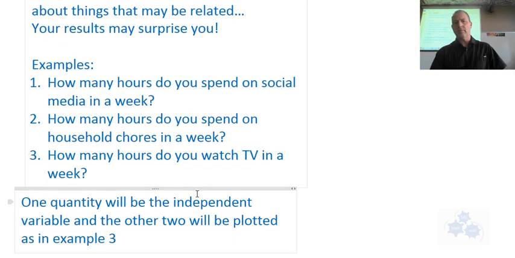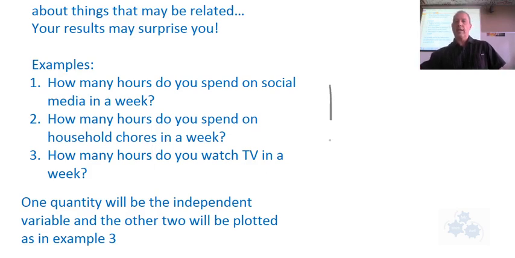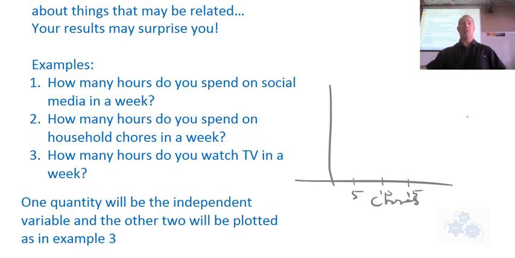So one of these is going to be your independent variable. You're going to start with that, and let's say chores. That's going to be the independent one. So you're going to say, I want to plot chores down here, and for a week, let's say here's 5 hours, and here's 10, here's 15. Does anybody spend 15 hours on chores in a week? Maybe. Or 7, that's 1 hour a day. But let's say you ask 10 people and you have this.